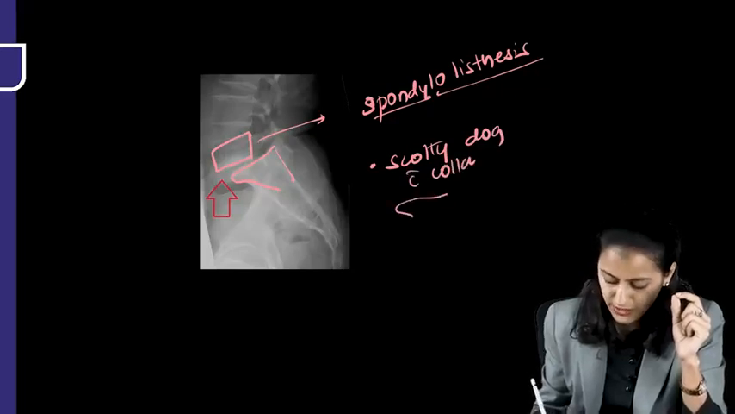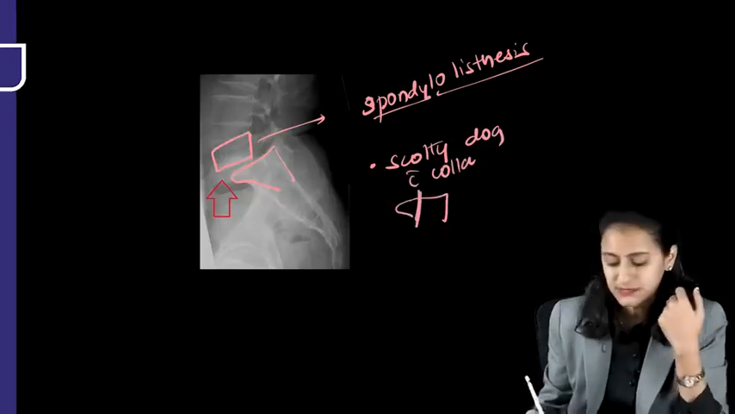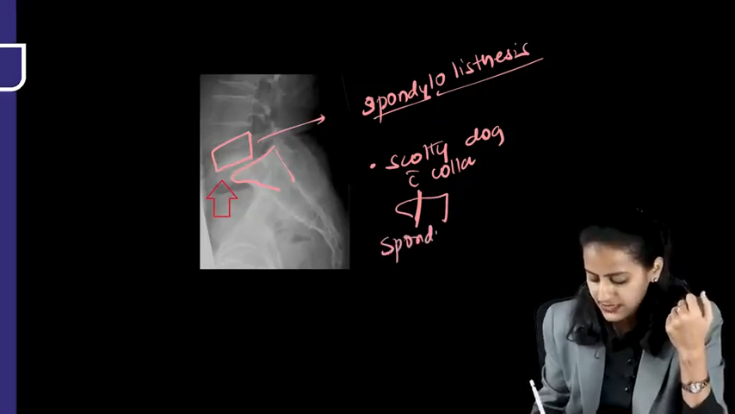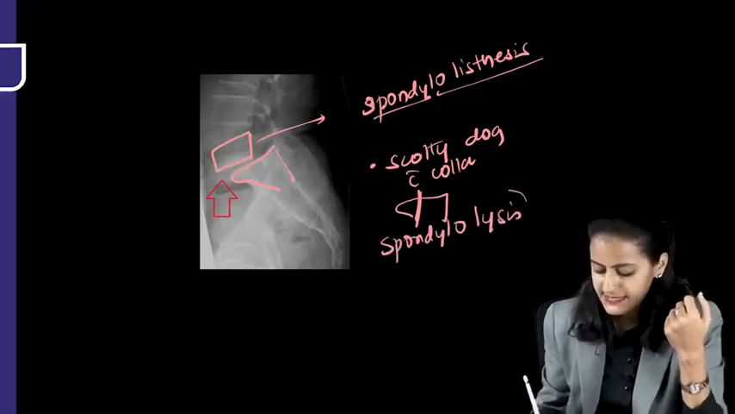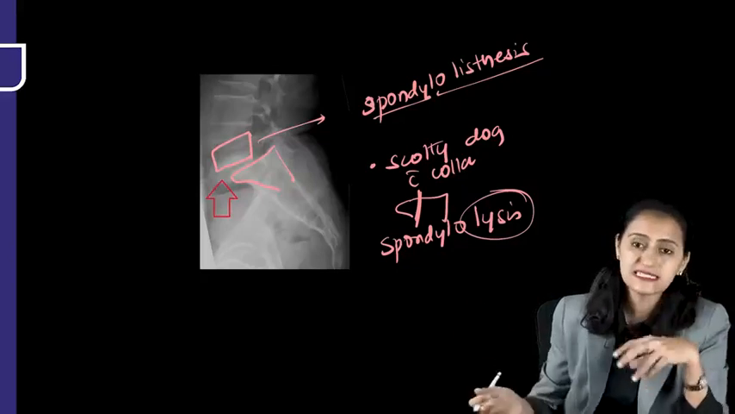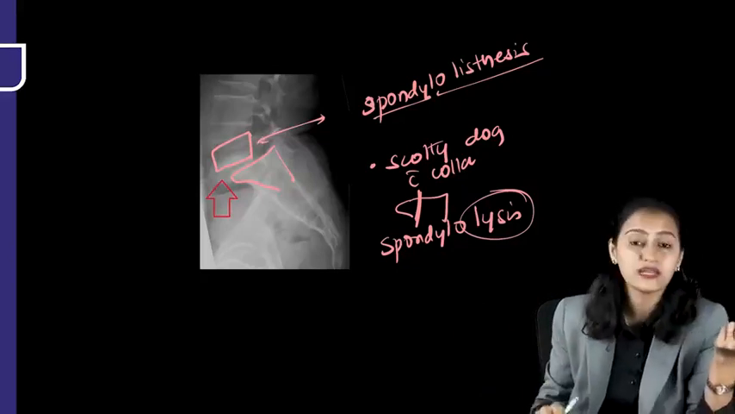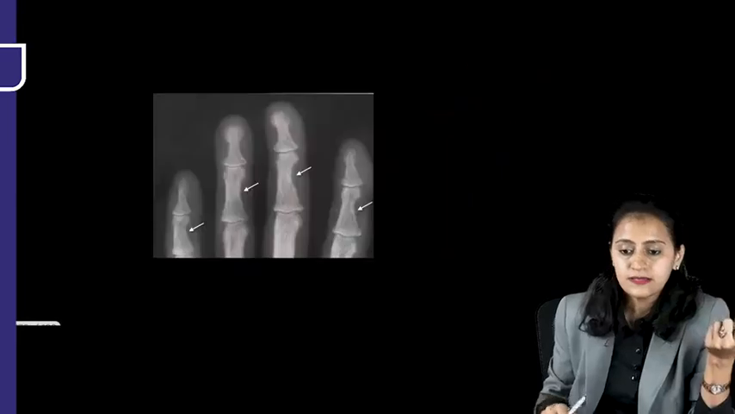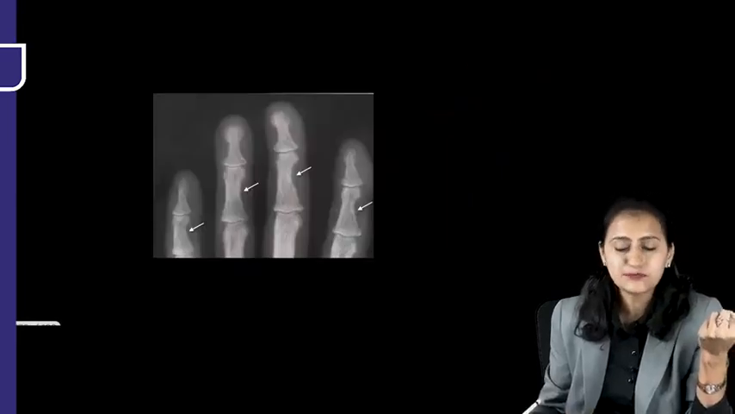Right, where do you see the Scotty dog with collar appearance? The dog with the collar represents the fracture that is seen in spondylolysis. Right, that is spondylolysis. A stage after that is spondylolisthesis. Next one, what is this one here?